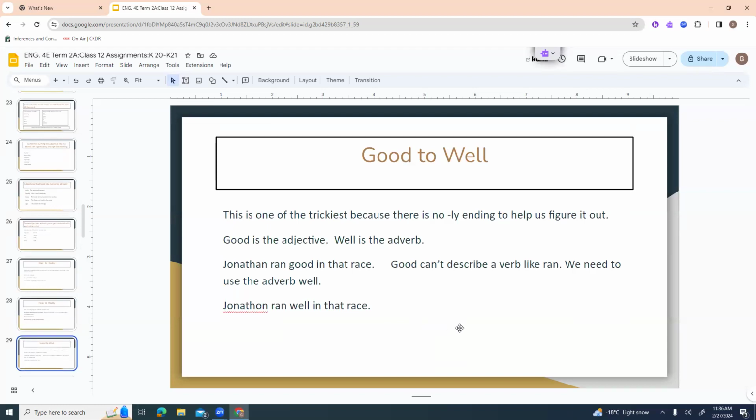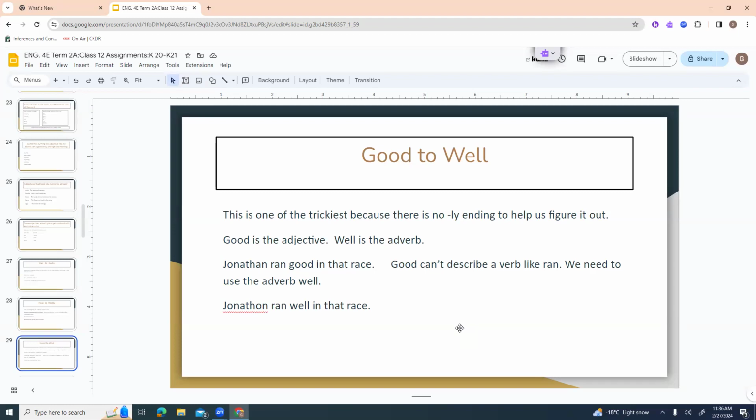Okay, this I think is the hardest one because good, which is the adjective, turns into well. I have no idea why it's so different. And there's no ly ending to help us figure it out. So if you're just looking at good versus well and you weren't sure, we don't have that extra trick to help us. But in this case, good is our adjective and well is the adverb. So if somebody said, Jonathan ran good in that race, it's incorrect because good cannot describe a verb like ran.